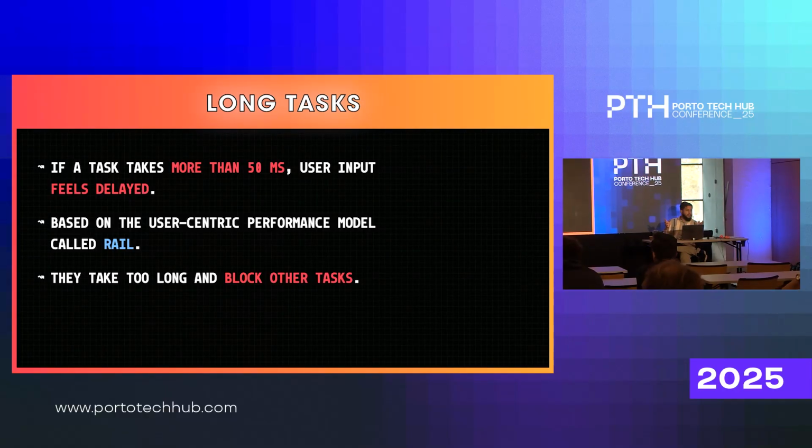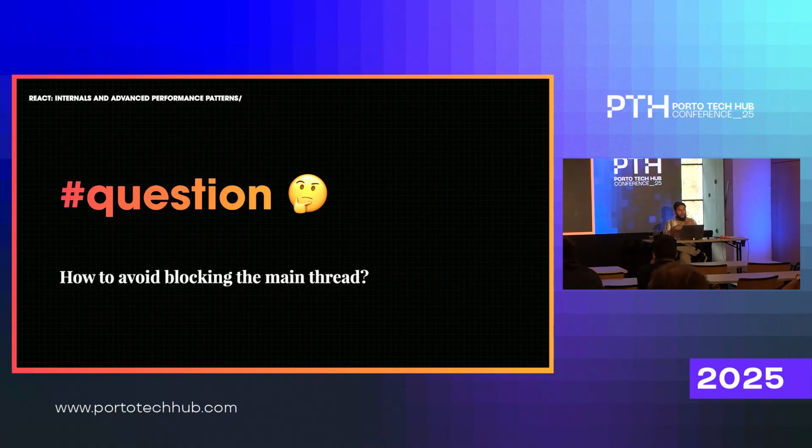And the magic number here is 50 milliseconds, and that's not actually a magic number. This is coming from a lot of research by the Google team mostly. There's this user-centric model called RAIL. RAIL is an acronym. So yeah, those are the ones that take more than 50 milliseconds. And the bad thing is not just that they are long tasks, but they block other tasks, like we saw in that example.